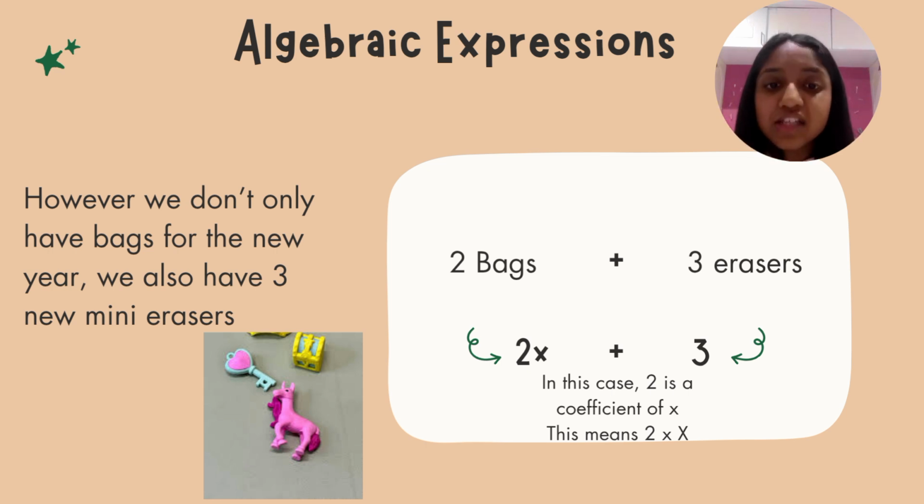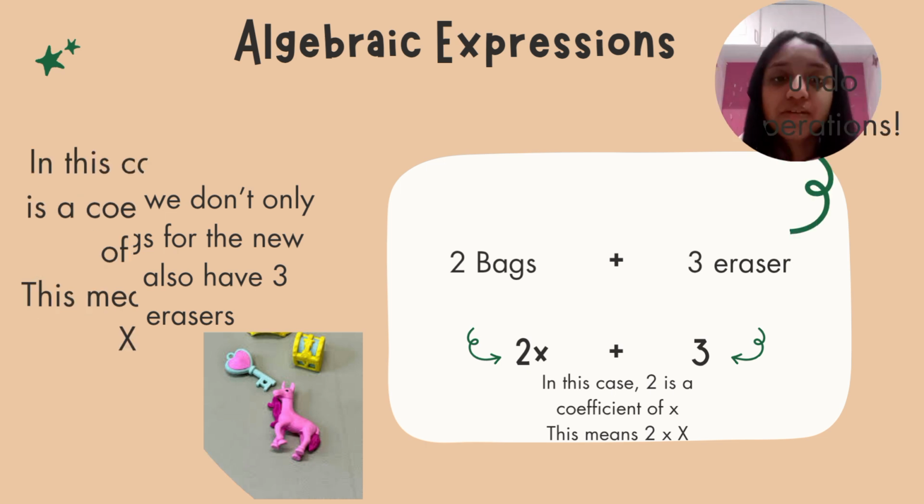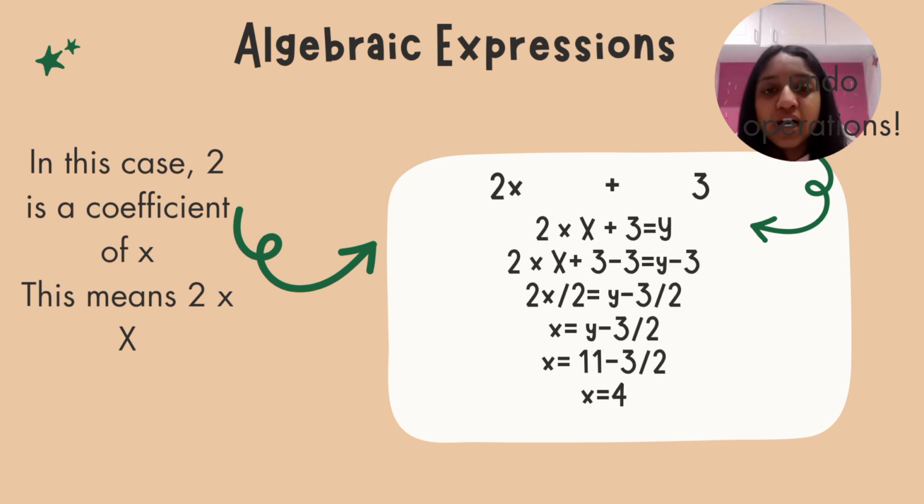In this case, the 2 is the coefficient, meaning that we say 2 multiplied by x. So I hope I helped you understand where variables come into place in algebraic expressions in the last two slides. In this slide, we're actually going to solve an algebraic expression, 2x plus 3.